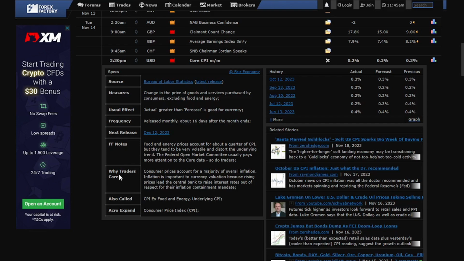Consumer prices account for a majority of overall inflation. Inflation is important to currency valuation because rising prices lead the central bank to raise interest rates out of respect for their inflation containment mandate, also called CPIX, food and energy, underlying CPI.